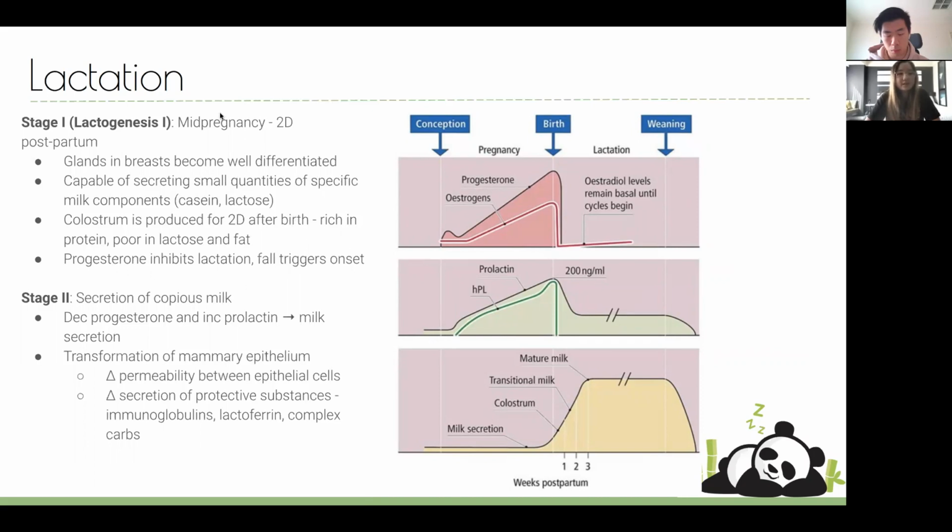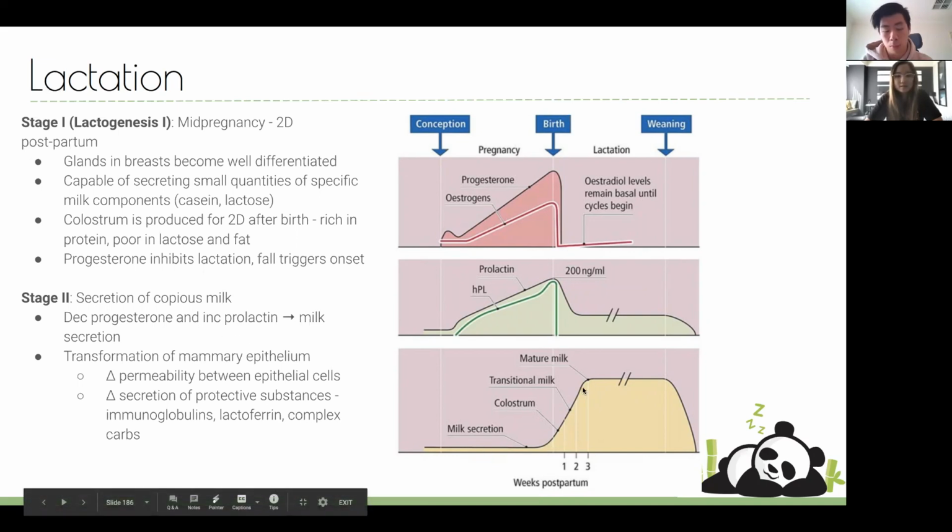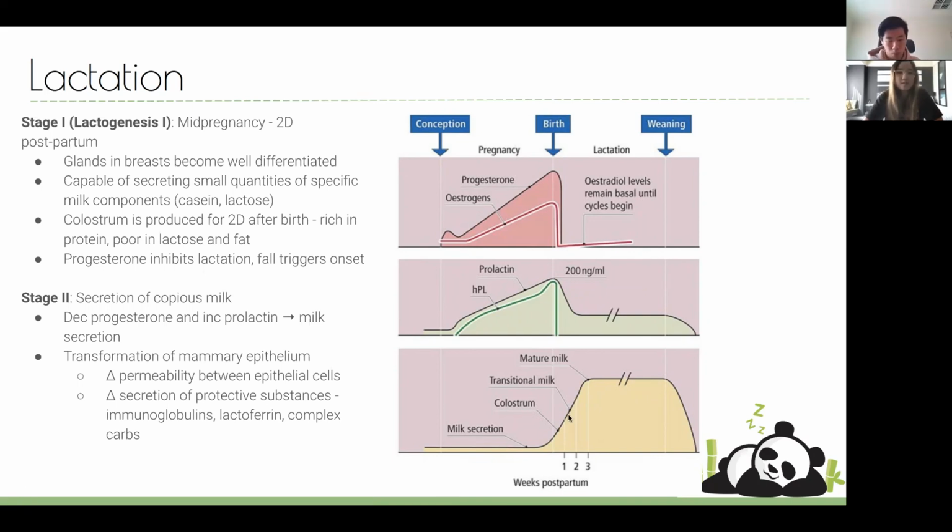And usually lactation is inhibited by progesterone. So as progesterone quickly decreases, that inhibition of lactation is taken away. So it triggers the onset. Stage 2 is secretion of copious milk. So as you can see here, there is a lot. And so there's actually transformation of the mammary epithelium so that there's more permeability, and there's also a change in secretion products as well.